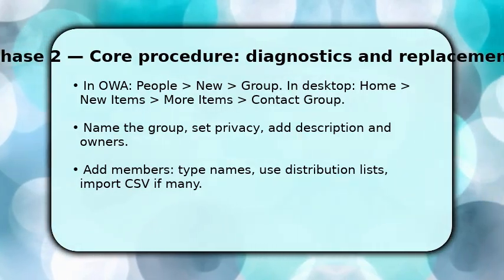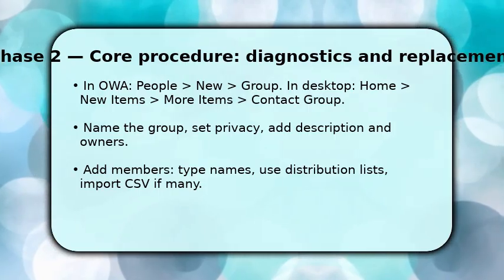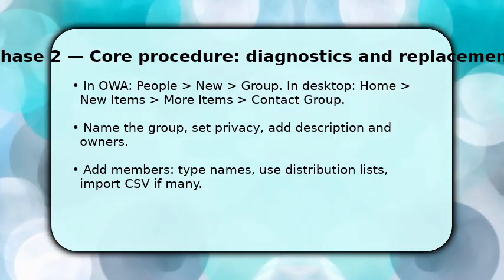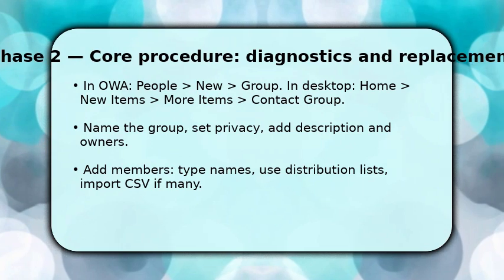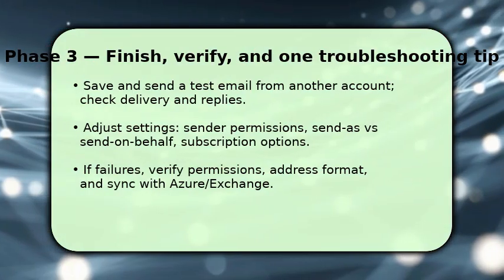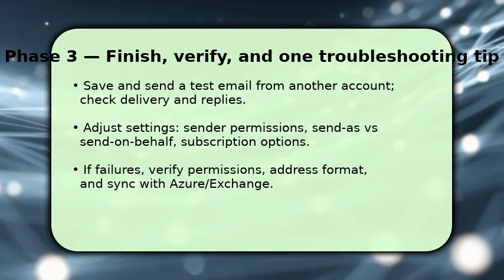If you have many people, import a CSV to save time and avoid typos. Finish by saving the group and sending a test email to confirm delivery and reply behavior. This reveals whether send as or send on behalf is needed.